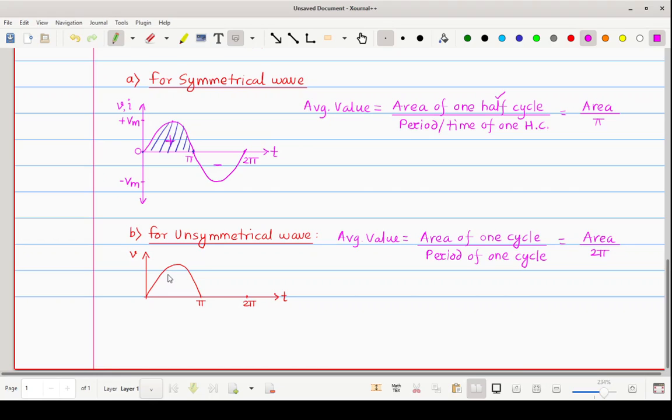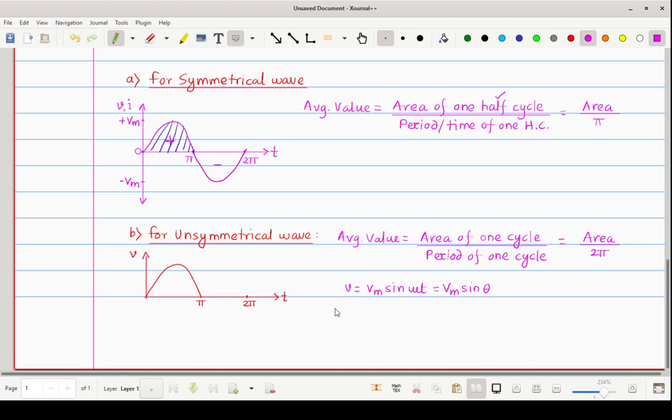We know that for calculating the area of any sinusoidal waveform, you have to use integration. Okay. So friends, we know the equation of voltage: V is equal to Vm sine of omega t. For simplicity, we put omega t equal to theta, so your equation becomes Vm sine of theta. Now we have to calculate this area.